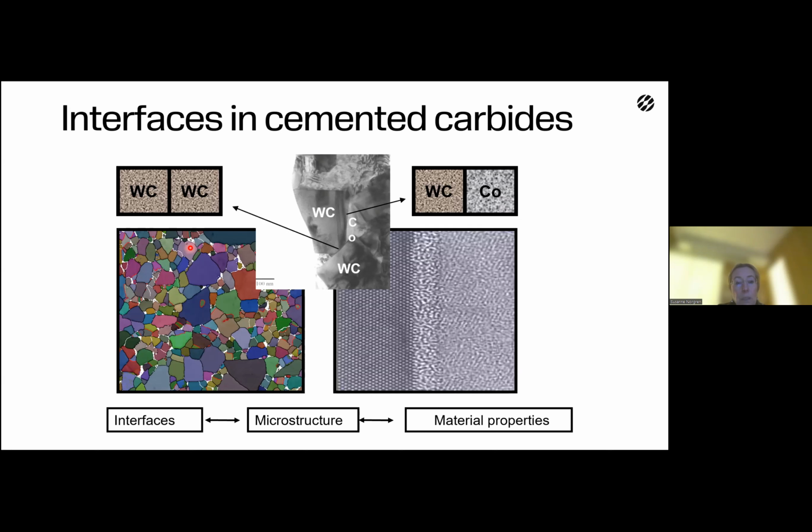And the most typical ones are tungsten carbide interfaces between the tungsten carbide grains. And the other type of interface is the tungsten carbide cobalt interface. And here is a high resolution image of a tungsten carbide cobalt interface. And of course, all these interfaces coupled to the microstructure is what in the end will give the material properties.